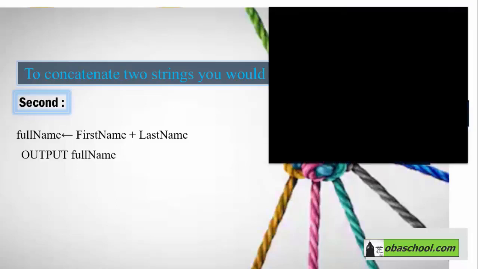Then we output full name. That means show me on the screen what is the data in the full name box. As you can see on the screen, we have David Beckham. That is true, because in the first name we have David and in the last name we have Beckham.